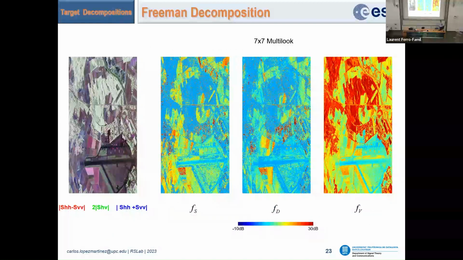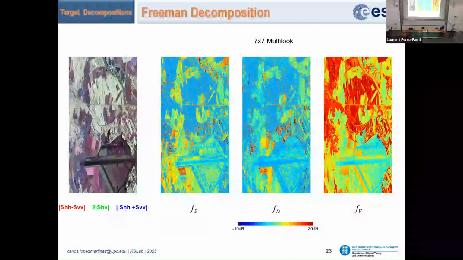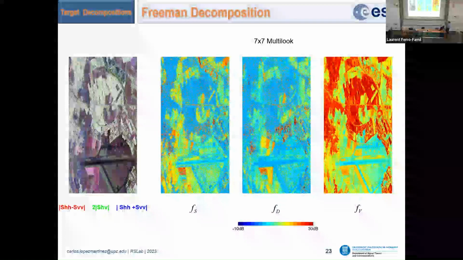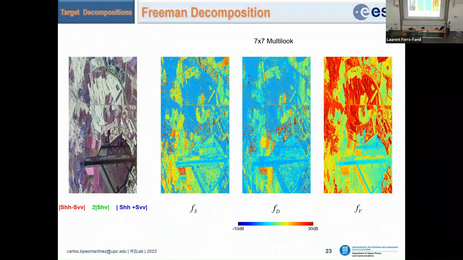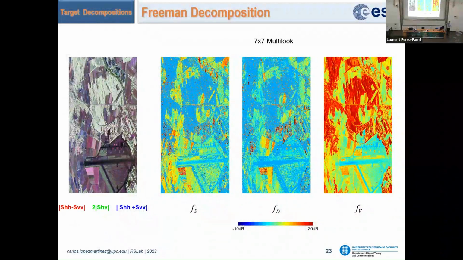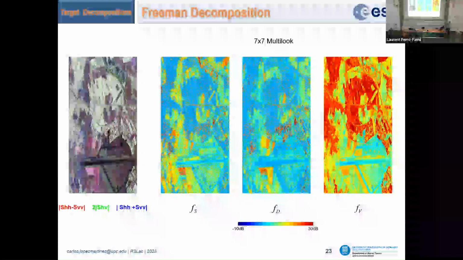This is the decomposition, much better than in the case of the coherent decomposition. If you look at the forest, you see that all is concentrated on volume. So as you can see, for distributed targets, incoherent decompositions are super useful, because there is a bit of surface, there is a bit of double bounce. Because this is an L-band airborne system, you have some kind of penetration, so you have some information from the soils, some information from the trunks, from the double bounces.